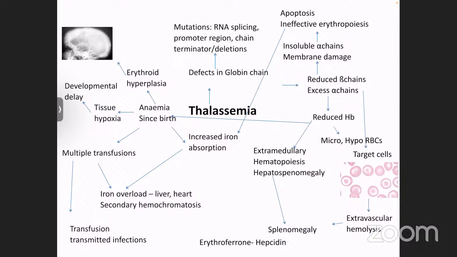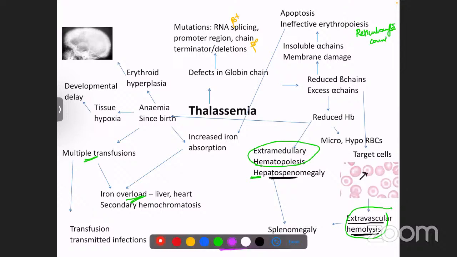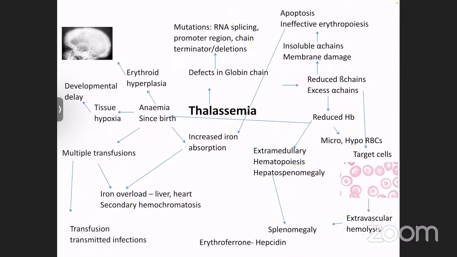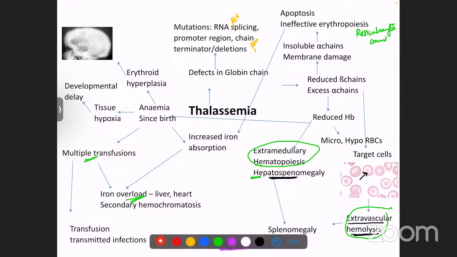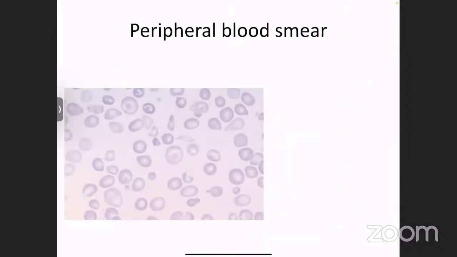This is something which is new in the latest edition of Robbins. Probably you can refer to it as a potential source of MCQ. So erythroferrone is a hormone produced by the erythroid precursors of the bone marrow, which will inhibit hepcidin. So remember that. So this is the peripheral blood picture. Let's see the findings. As you can see, the arrowhead points to target cells, which are insoluble alpha chains. And these are the microcytic hypochromic RBCs. So anisocytosis, as you are aware, is a variation in the size of the RBCs.